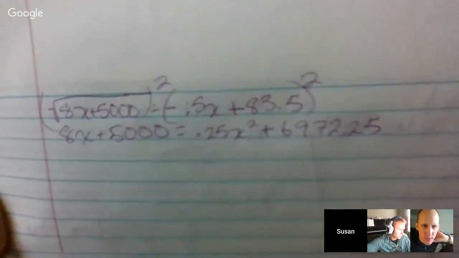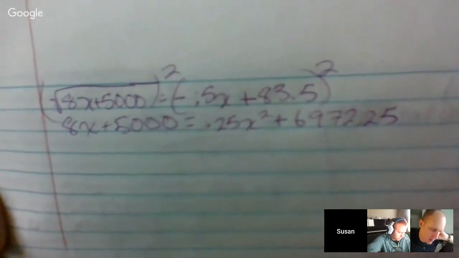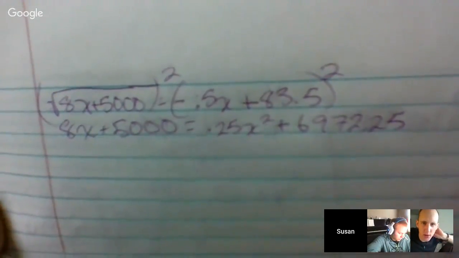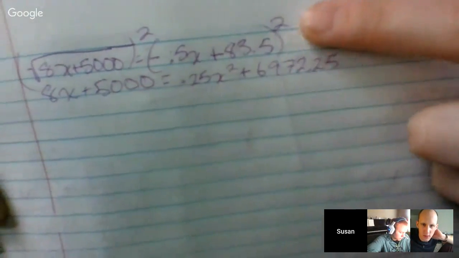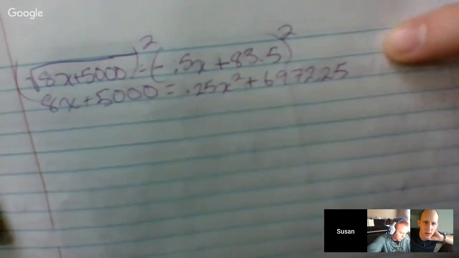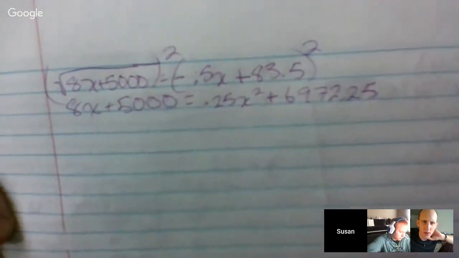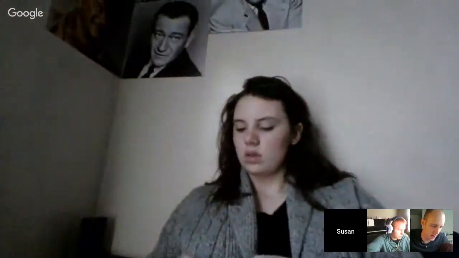What? Okay. So when I squared both sides, this is what I did. Square both sides. So what happened to your 83.5 though? Did that just completely go away? No, see, 83.5 is right here. It gets squared. Right, but when you square it, don't you have to set it up into two parentheses of negative 0.5x plus 83.5? Oh, yeah. You're right. I distributed a square.